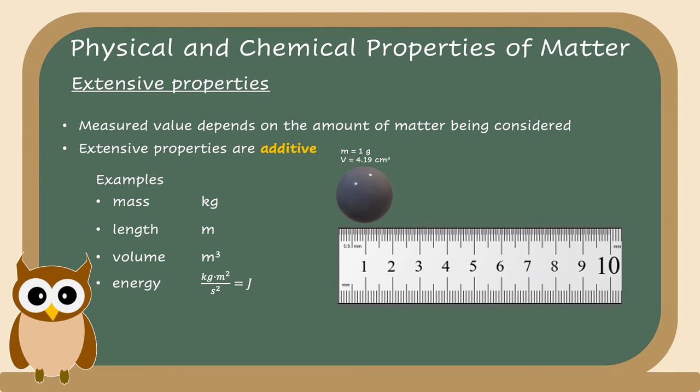If we take a ball of unknown substance with a mass of 1 gram and a volume of about 4.19 cubic centimeters, and then, for example, add 2 more balls of the same dimension, we can see that the overall length has increased from 2 to 6 centimeters. The mass has tripled and so too has the volume. All three of these properties depend on the amount of matter.